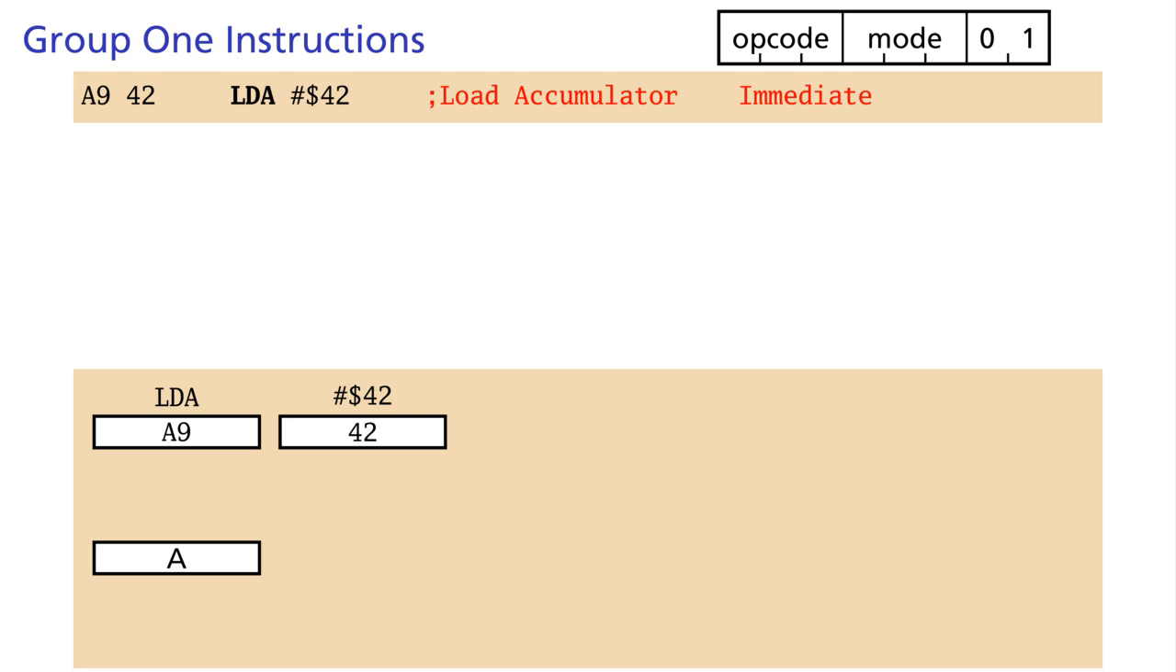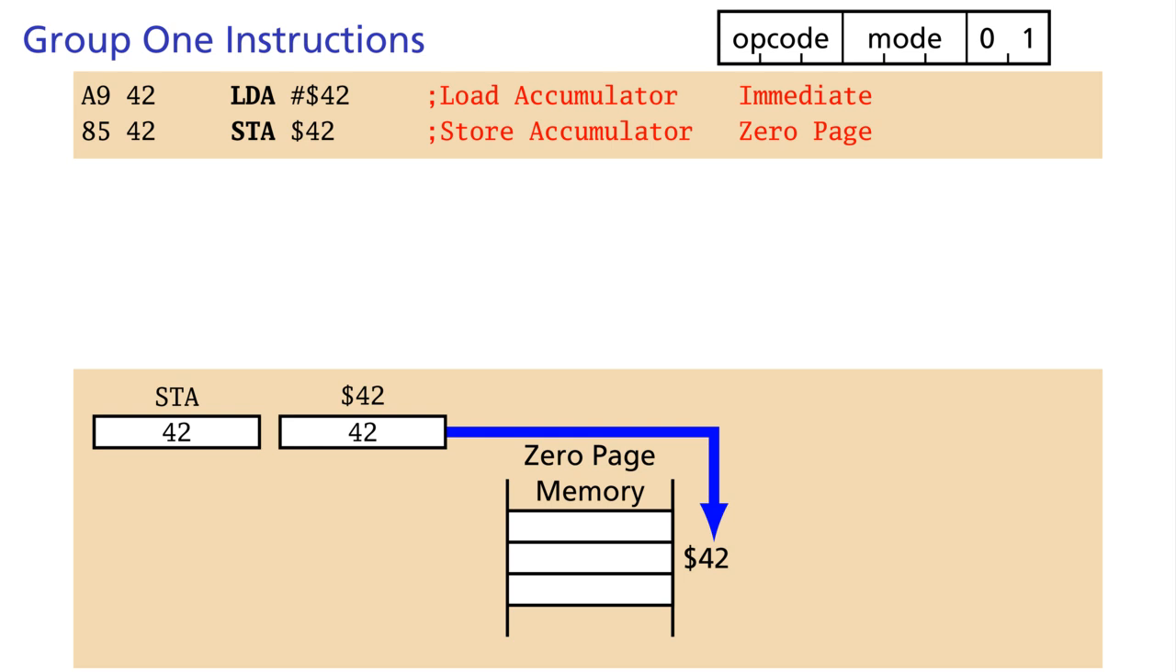Let's go through the Group 1 instructions in some detail, since they are nearly orthogonal and present us with most of the important addressing modes. LDA loads the accumulator with an 8-bit value. This example uses immediate addressing, denoted by the pound sign, where the value to be loaded comes immediately after the opcode. STA stores the accumulator in memory. This example uses zero-page addressing, in which the address comes from the single byte following the opcode, implying that this addressing mode can only refer to the first 256 bytes of memory.